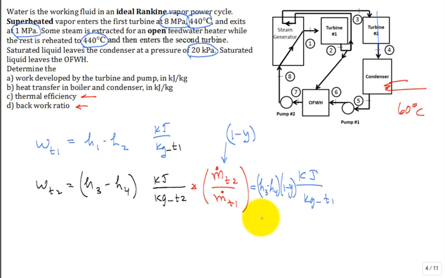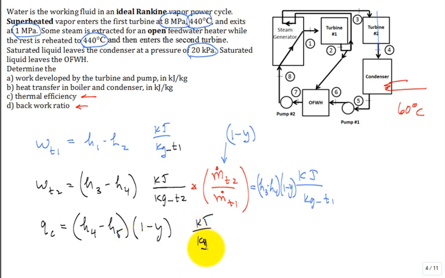So when you go down here for the Q going out the condenser, normally it would be just H4 minus H5. But if you want it per unit mass that went through the first turbine stage, multiplied by 1 minus Y. Now it'll be kilojoules per kilogram that goes through the first turbine stage.